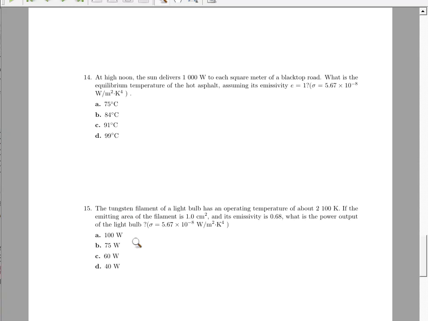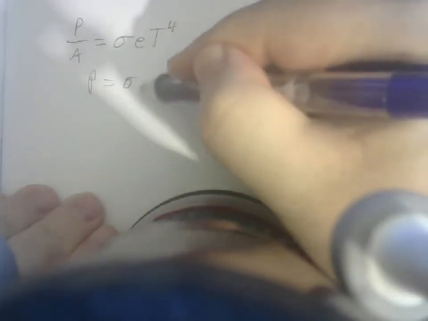Number 15 is a very similar problem. We're going to be solving for the power output, and we're given the temperature, sigma, and the area, but we're given the area not in SI units, but square centimeters. So our equation is going to be power equals sigma A e T to the fourth. We're going to plug in the given values. We were given sigma, we were given area was 1 centimeter squared. E is 0.68, and temperature was 2100 Kelvin.